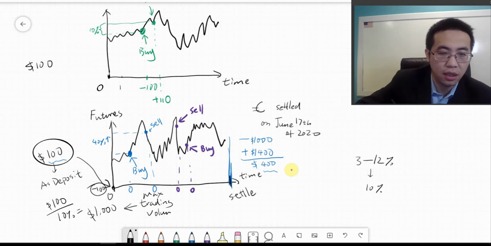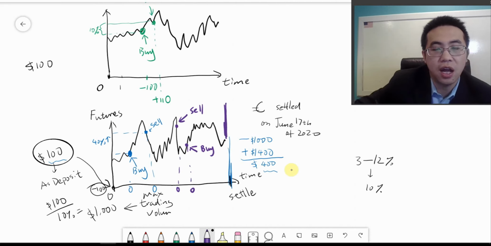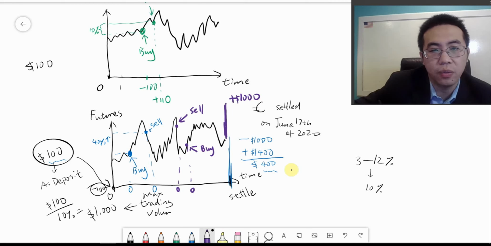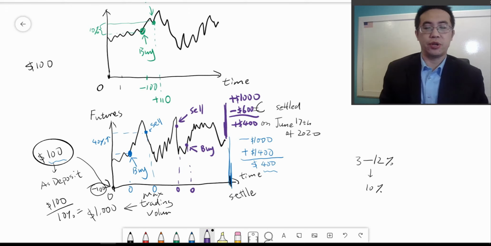Let's see, the percentage drop is another 30%. Which means at the settlement date, you will sell and buy simultaneously. If you sell, you will sell at $1,000. And then when you buy, you just pay $600. And altogether, you made another $400 profit. Okay, which also sounds pretty good.